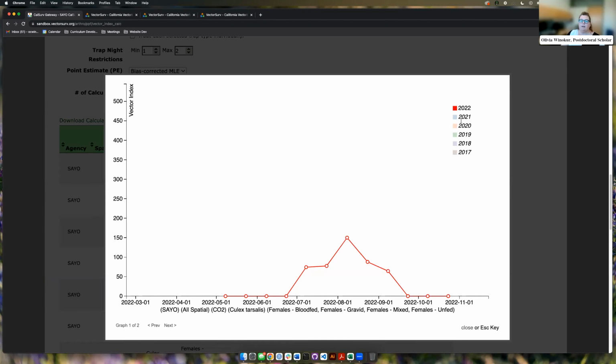So say you had a vector index of 500, that is a half a mosquito. So 500 divided by 1,000 is 0.5. That would be half a mosquito per trap night is positive. So another way to think about that is you're going to find 1 infected mosquito for every 2 trap nights in that region. So just make sure you're understanding the scale of what's happening here. So this would be 0.15 mosquitoes infected per trap night in this half month in these spatial regions for Culex tarsalis.